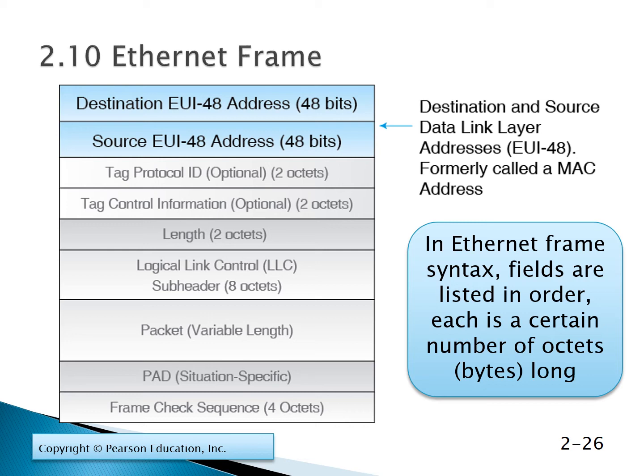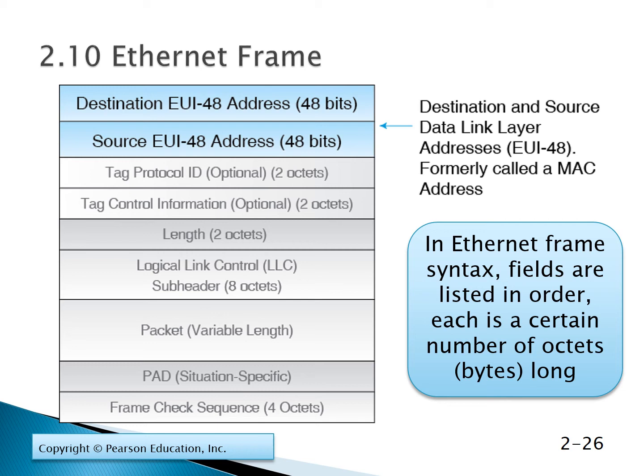Based on the definition of the protocol, we know that the first 48 bits of an Ethernet frame are the destination address, where you want to send the message to. It's in the format of an EUI-48 address, which is essentially a MAC address. Then we have another 48 bits, which is the source address, your own address, who is sending out this frame. Then we have some other optional header information like the tag protocol ID and the tag control information. These are 2 octets each, and the length is also 2 octets.